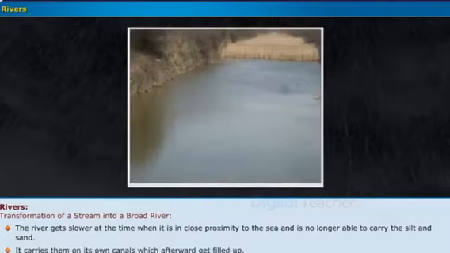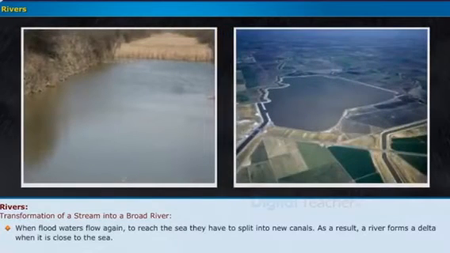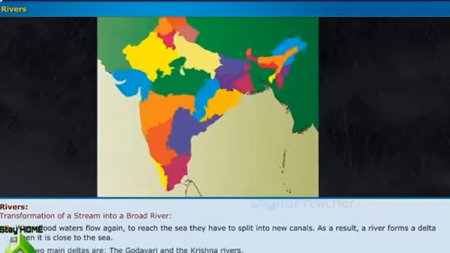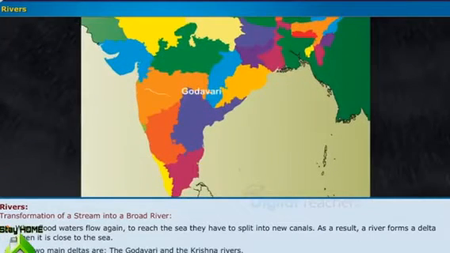It carries them in its own canals, which afterward get filled up. When floodwater flows again to reach the sea, it has to split into new canals. As a result, a river forms a delta when it is close to the sea. The two main deltas are those of the Godavari and the Krishna rivers.